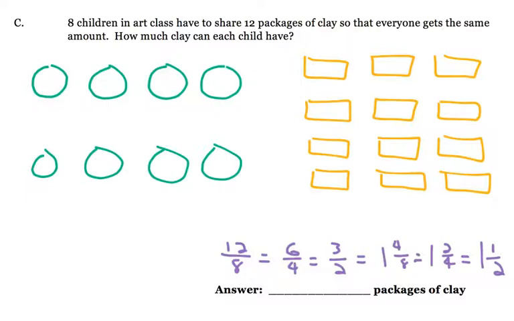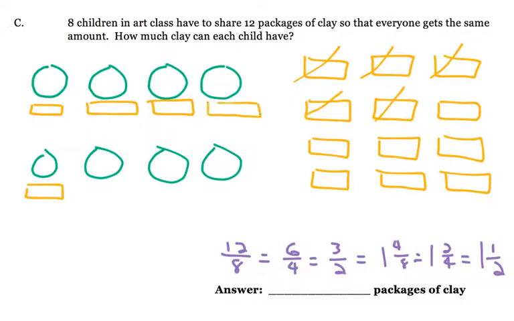Now, in problem B, we didn't have enough burritos to give to each kid, but in this problem, we have enough packages of clay because we have 12 packages of clay and only 8 children. So we could start by sharing one package of clay with each of our 8 children. And if we think about it, once we're done with that, we started with 12 packages of clay. Now we only have 4 left. And we can't give another whole to each, so we have to break up those 4 that are left.